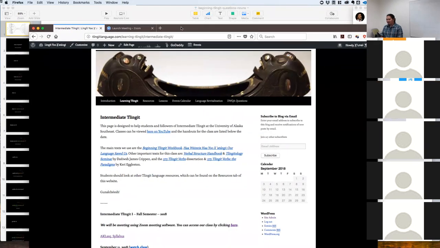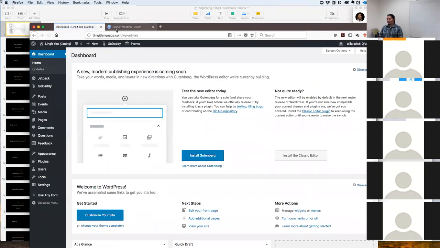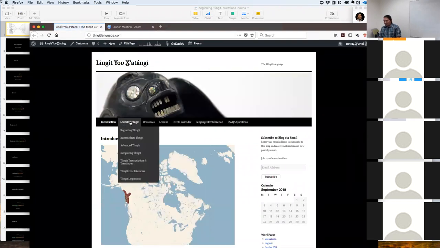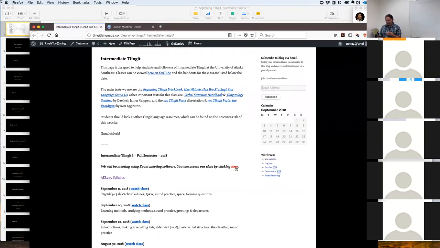So the way it should typically work is if you go to Tlingitlanguage.com. Under Learning Tlingit, there's a number of little sub-tabs that pop up. Intermediate Tlingit is the one we want. We scroll down a little bit, and you should be able to access our class by clicking here. That should launch it into Zoom, either through your browser, or the application on your desktop, or the app on your phone or tablet. It should ask you if you want to open it in the app, and you should say yes, and if the world is spinning the right direction, it poofs up in the right spot.